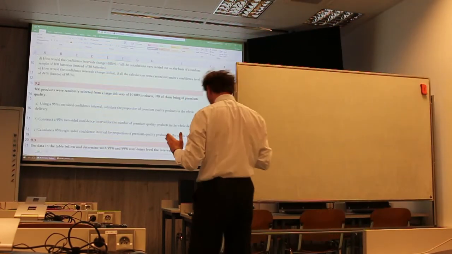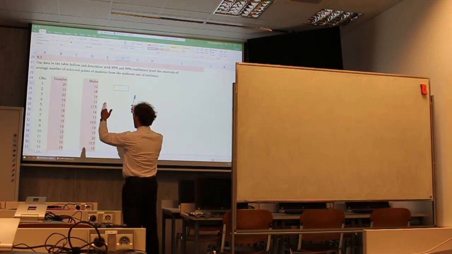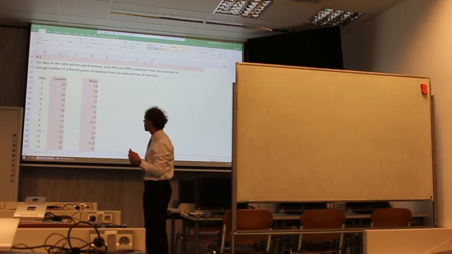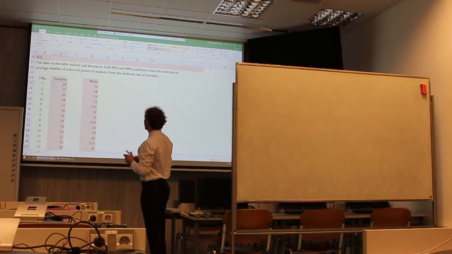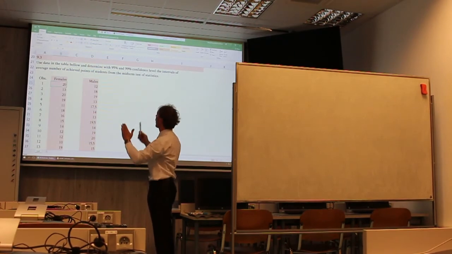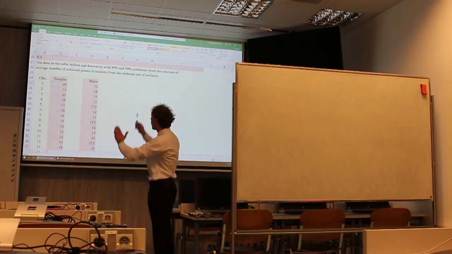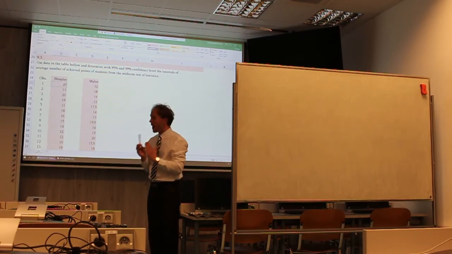Okay, we will continue. Students wrote a test. We will use the data in the table below and we will determine with 95 and 99% confidence level the intervals of average number of achieved points of students from the midterm test of statistics. So students wrote a test, yes, females and males.